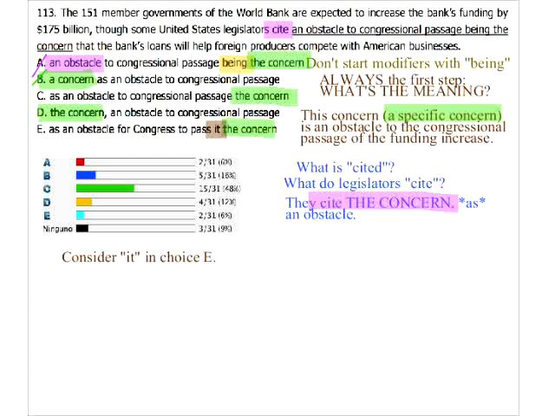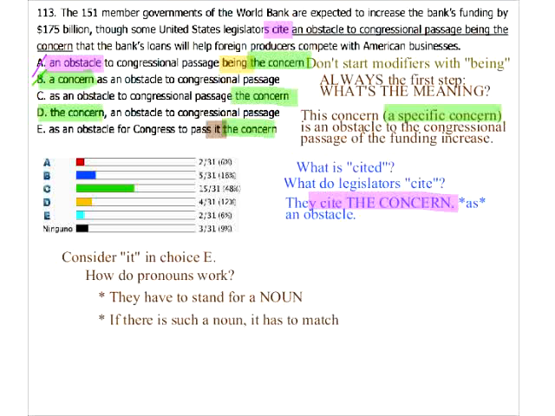How do pronouns work? They have to stand for a what? They have to stand for a noun. And then if there is such a noun, it has to match in terms of singular and plural. And this is really the only thing you need when it comes to dealing with like 99% of pronouns. So you really want to make sure that you're not overcomplicating these issues. So pronouns have to stand for a noun. Well, does that happen?